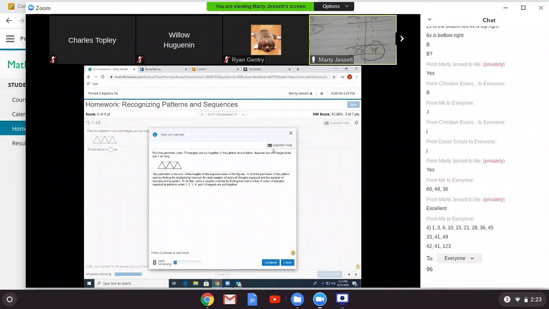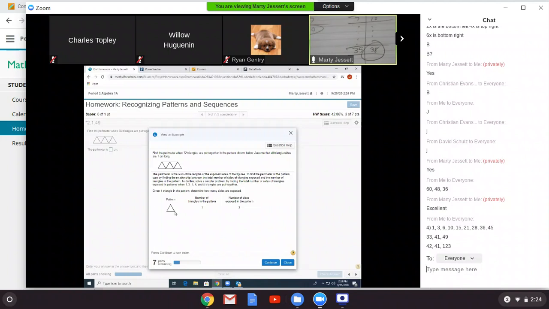So maybe I go to question help, view an example, and here they have some help. It says the perimeter is the sum of the lengths of the exposed sides of the figures. Find the perimeter of the pattern. Start by finding the relationship between the total number of sides of triangles exposed and the total number of triangles in the pattern. Okay, so in other words, right now I have 1, 2, 3, 4, 5 triangles. What is the perimeter when there's 5 triangles? Okay, and so you should start with 1 triangle and 2 triangles and 3 triangles, 4 triangles and 5 triangles, and then move along from there. So make the simplest one first, which is 1 triangle.